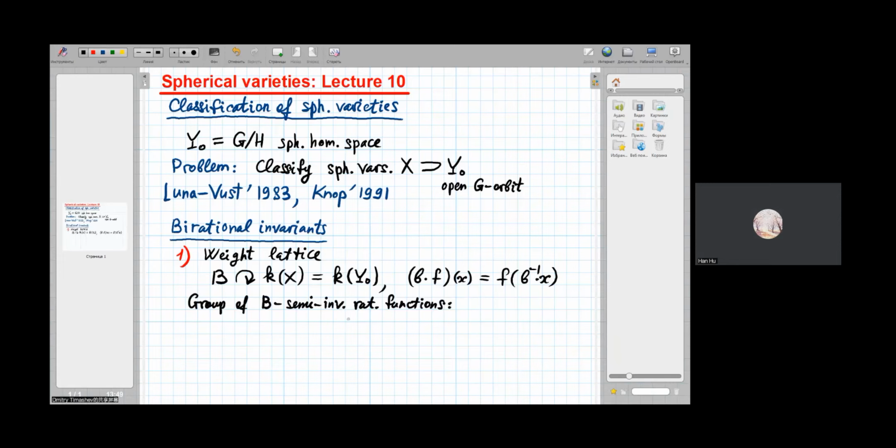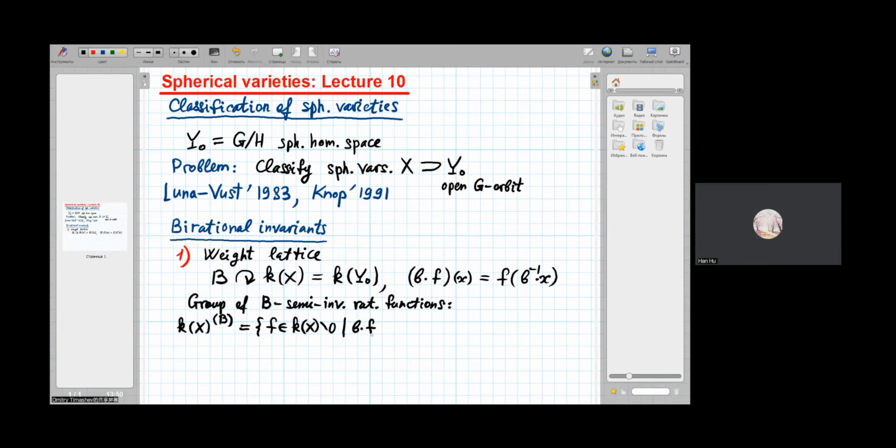So what is this? Let us denote this group K of X over B in parentheses. So this is the set of all non-zero rational functions which are multiplied by a scalar under the action of the Borel subgroup. So this scalar, of course, depends on the acting element. So this is a character.